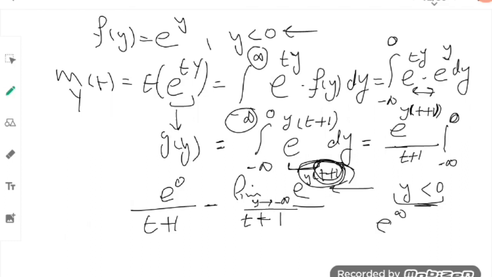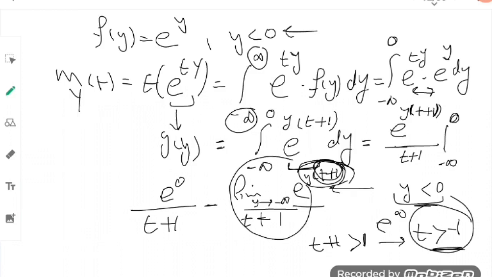So we have a condition for this limit to be 0. t plus 1 has to be positive, which means t has to be greater than negative 1. If this condition is satisfied, this limit will tend to 0. I hope this is understood for all of you.